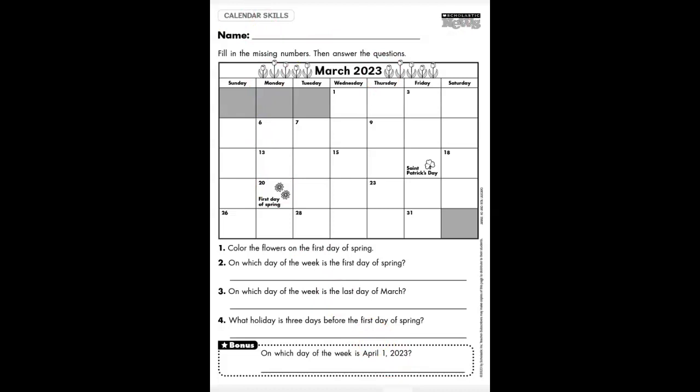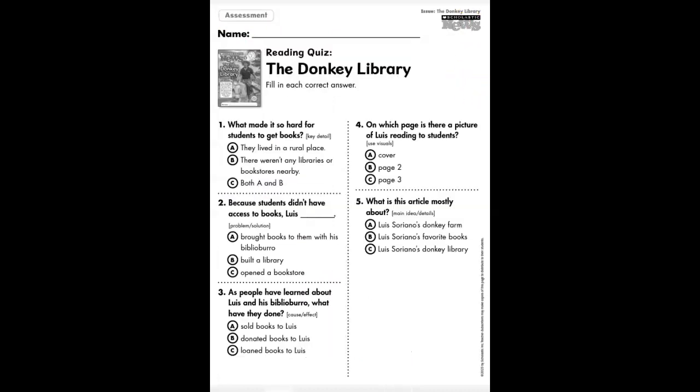Task number 2 is on the back. You need to take the Donkey Library quiz. You can use your Scholastic News to help you. So, question 1. What made it so hard for students to get books? Go back into your Scholastic News and find out what made it so hard for them to get books.